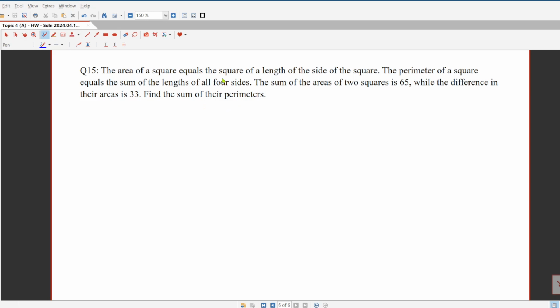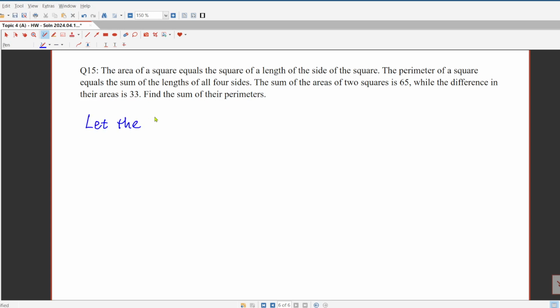Area of a square equals the square of the length of the side of the square. The perimeter of a square equals the sum of the lengths of all four sides. The sum of the areas of two squares is 65, while the difference in their areas is 33. Find the sum of their perimeters.